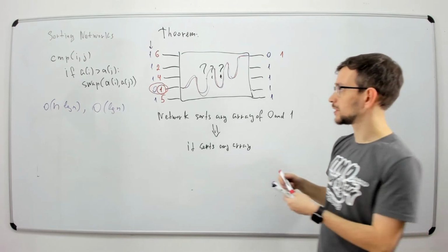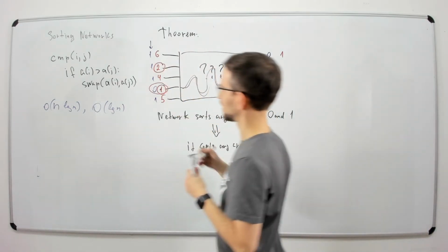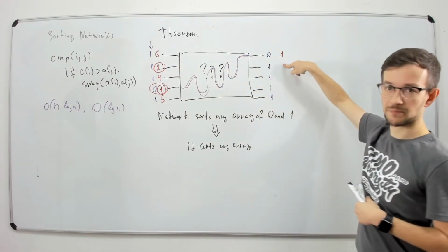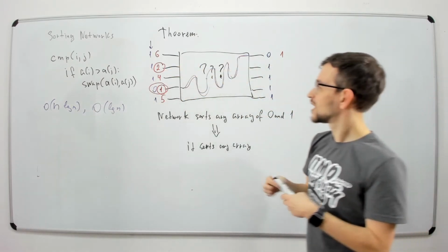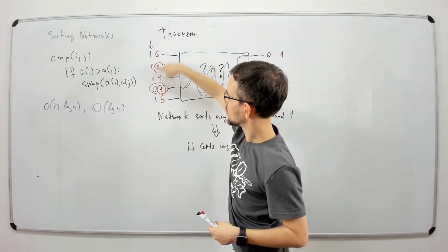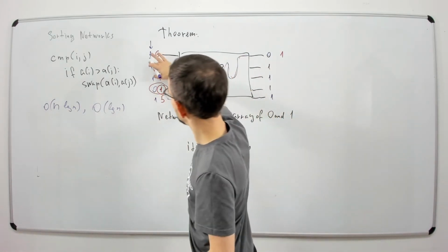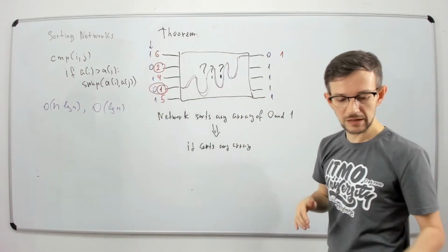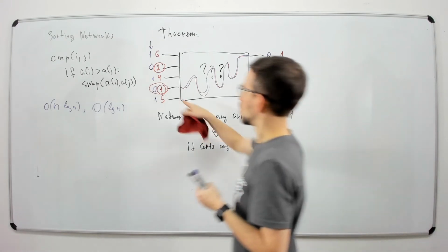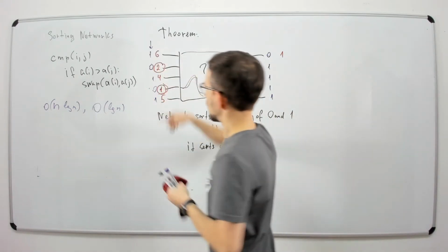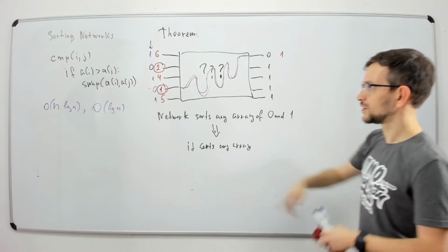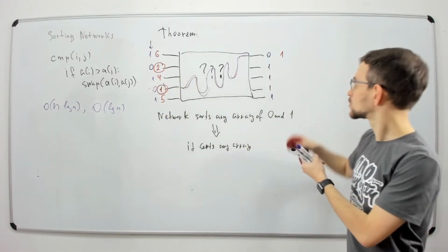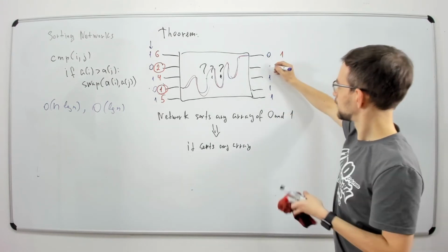Now let's take the next element, like 2. Let's prove this 2 will go to the second position. How to prove this? Let's make another array with zeros at this position and this position. When we sort this array, which is an array of ones and zeros, it will be sorted by this network. So we will have this array.